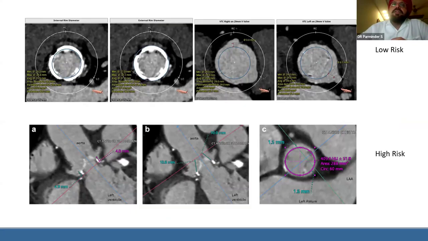However, it's always suggested to use a virtual valve. Whatever valve you want to use, it's always better to use this virtual valve in the software and assess the VTC. However, if the coronary height is lower, the risk is high.